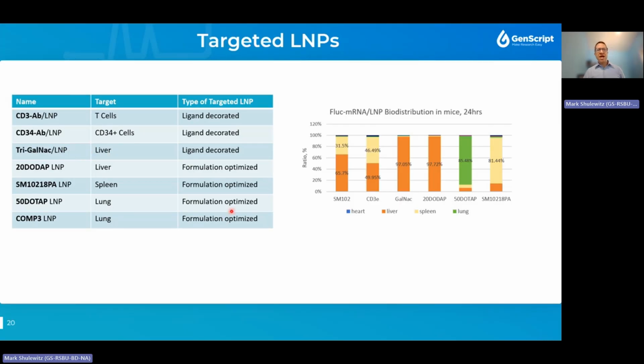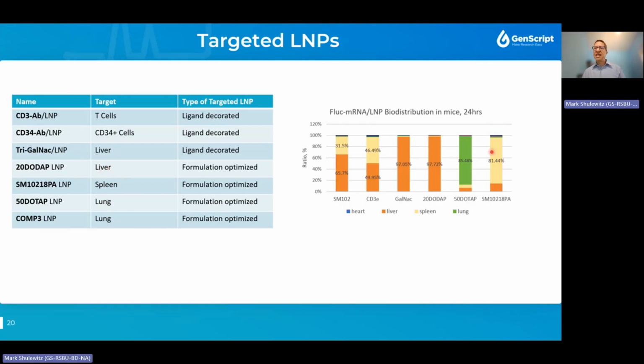In addition, LNPs can have different formulations. So LNPs are made up of four lipid components, and different lipids or different combinations of lipids can be used, and those result in targeting LNPs for different cell types or different tissues such as liver, spleen, and lung.